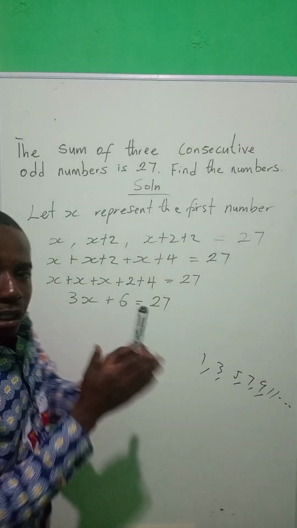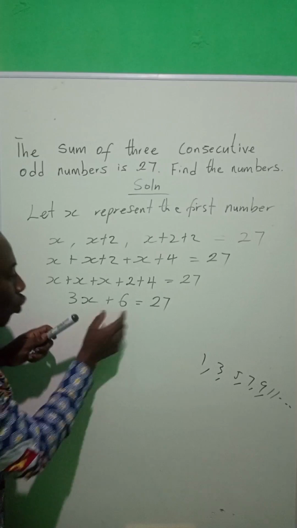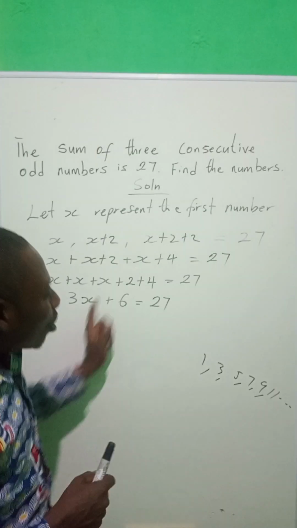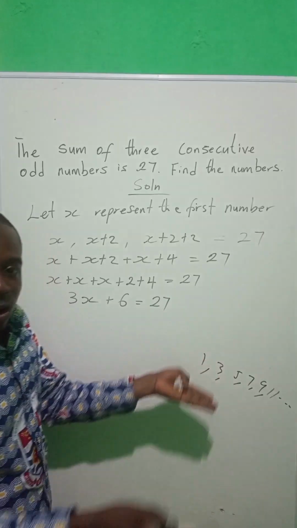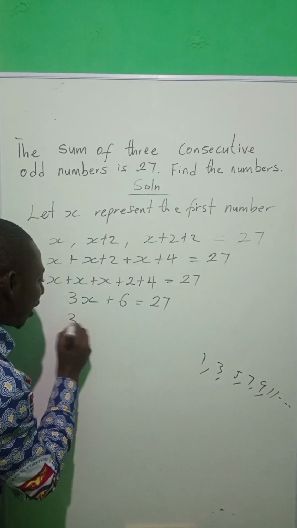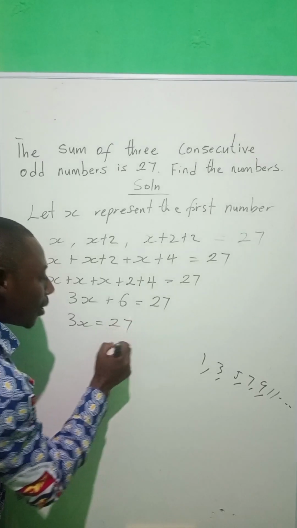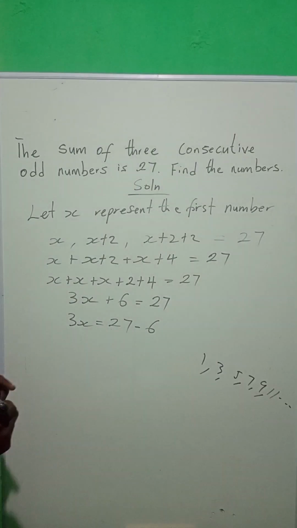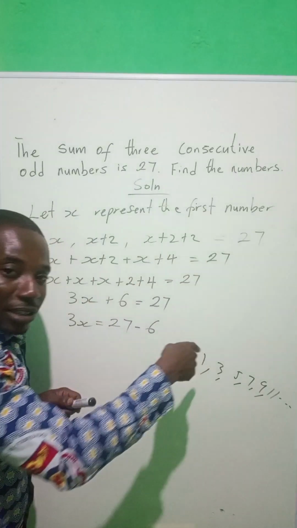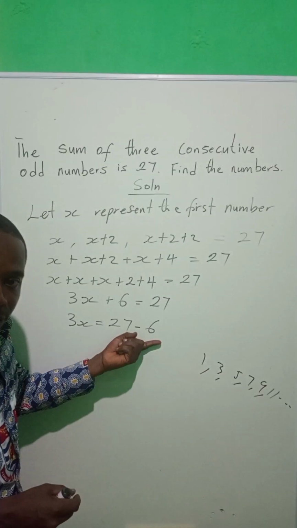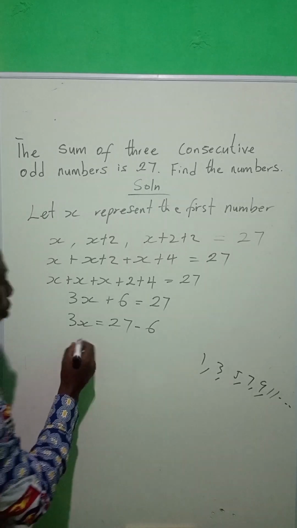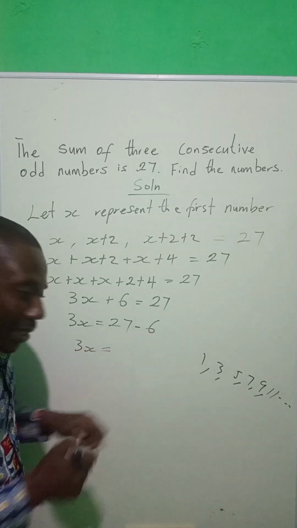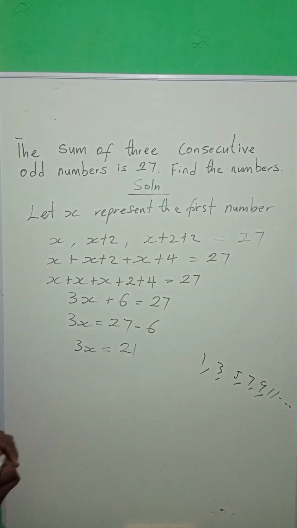The next thing for us to do is to group the like terms, so you transpose this here. We don't say cross the equal sign; you can either say you transpose it or you find the inverse of it. So we have 3x equals 27. If I say transpose, you have negative 6 here, as we used to say cross the equal sign. So you have 3x equals 27 minus 6, which gives us 21.